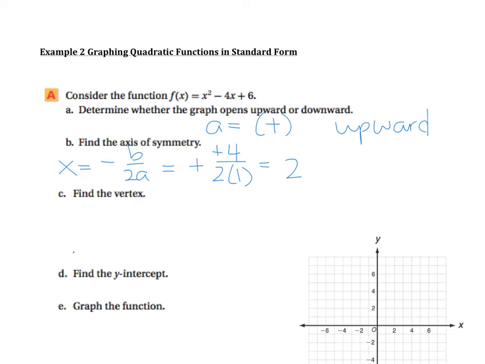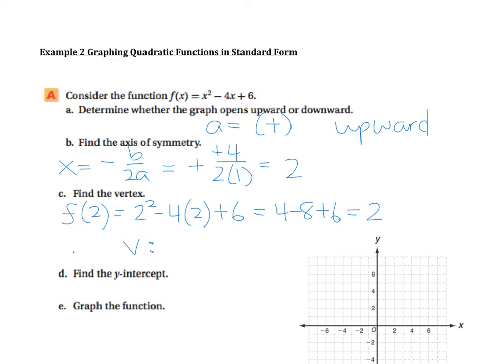Find the vertex. Well, first off, I have to find the y-coordinate to the x, so this would be 2 squared minus 4 times 2 plus 6. 4 minus 8 plus 6, which equals 2. So the vertex is 2, 2. The y-intercept is c, which is 6. Writing that as an ordered pair has an x-coordinate of 0.